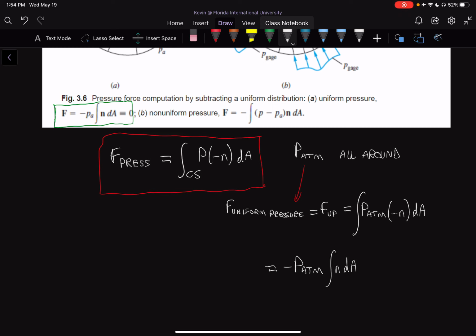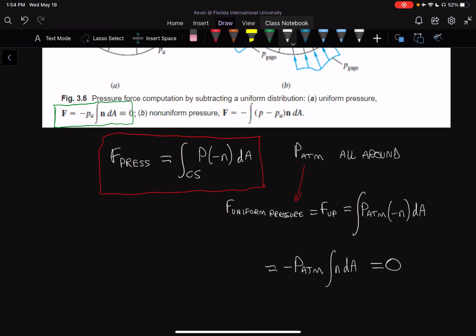Now, if we do this integral and we look at atmospheric pressure on any body, what do we come out with? Try to think about this problem. We actually get a value of 0. Why do we get a value of 0 for F uniform pressure? Well, if we have a uniform pressure around a system, essentially we do not feel the pressure.